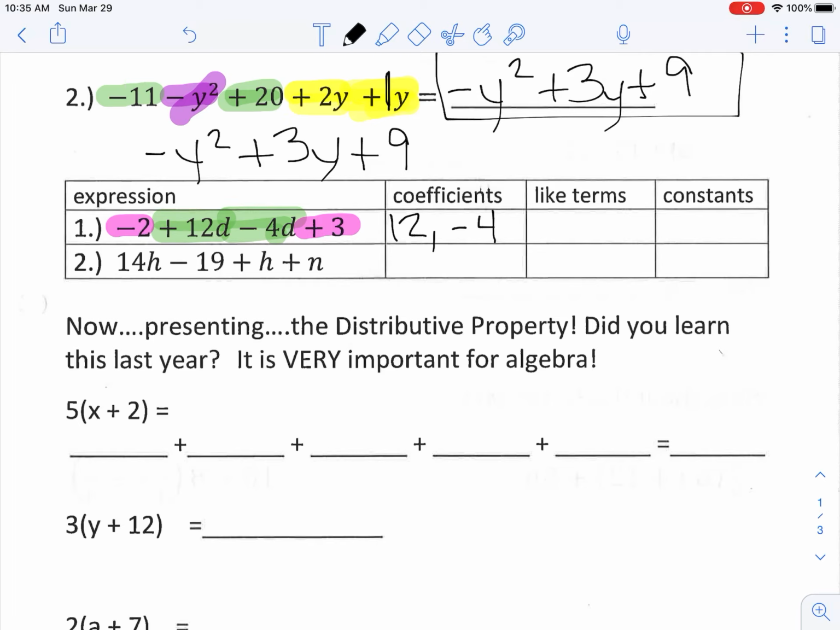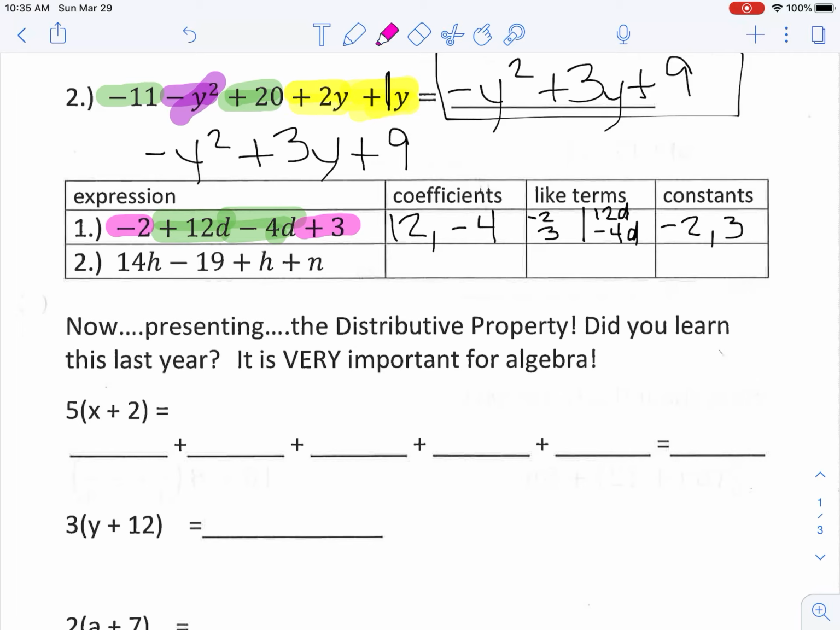So I'm going to split this. My like terms are -2 and 3. And my other like terms are 12d and -4d. Remember, the constants are the terms that do not have a variable attached to them. So for the constants, we've got -2 and a 3.